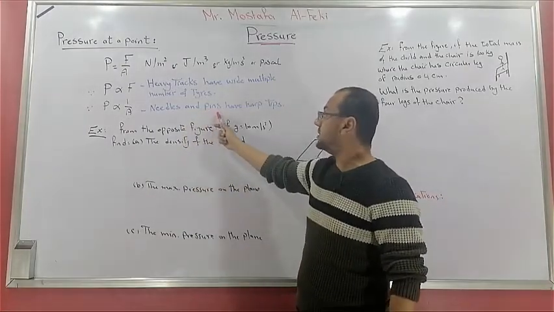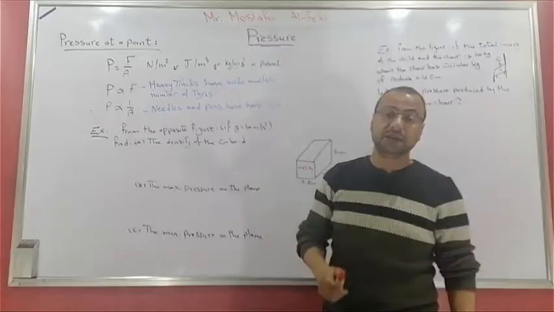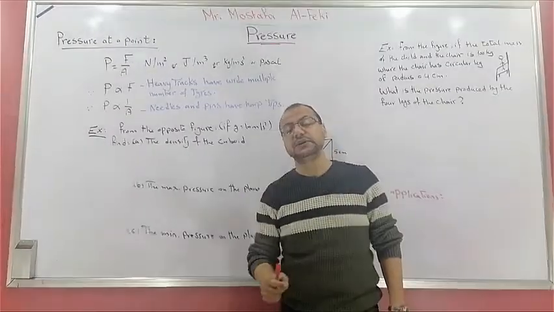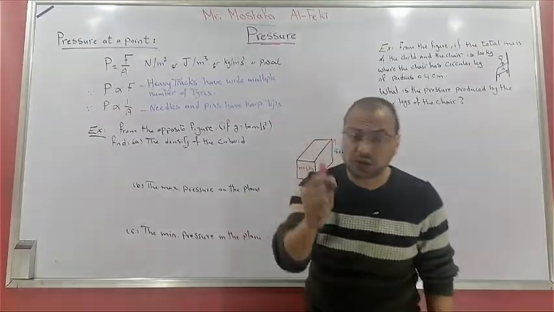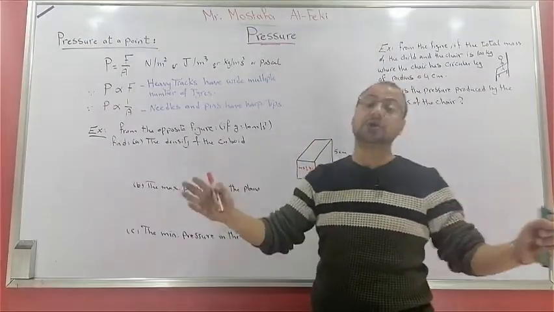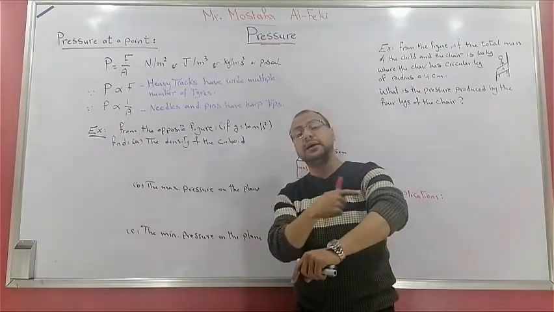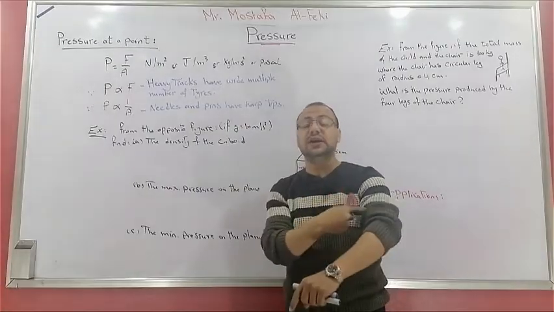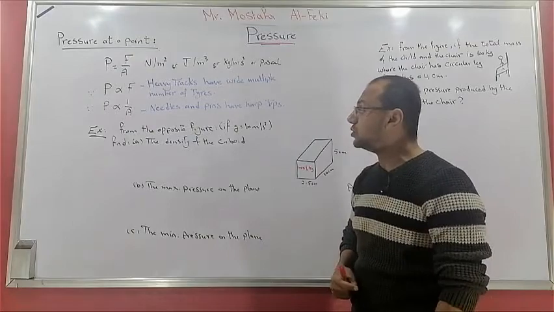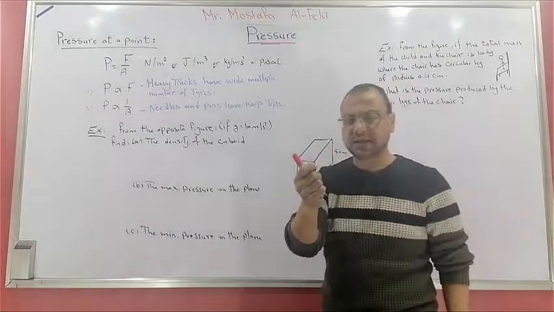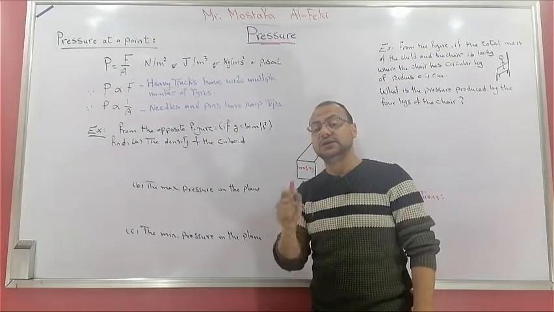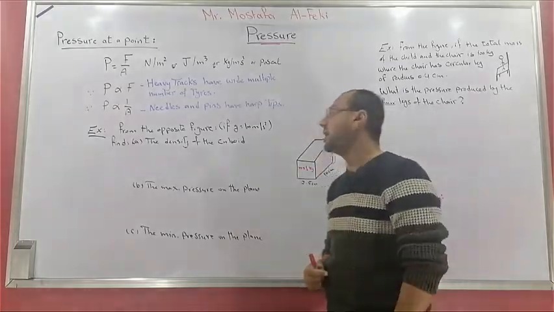Needles and pins have sharp edges, small area, and large pressure to be easy to penetrate the object or the body. When the area decreases, the pressure increases, so it's easy to penetrate the body.